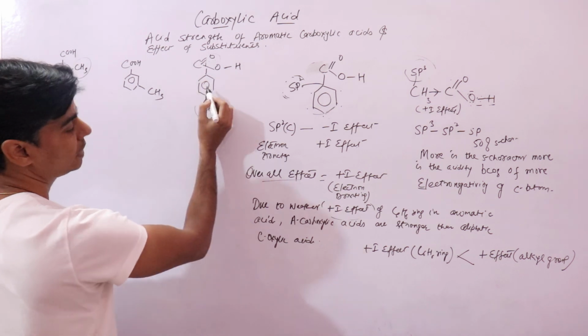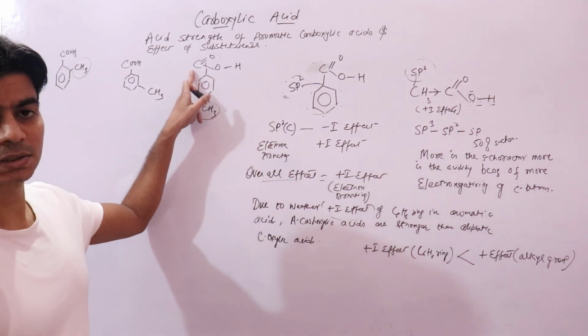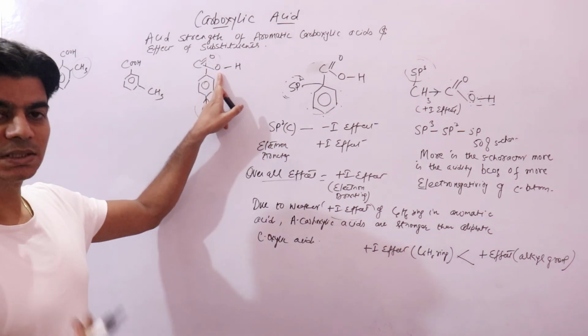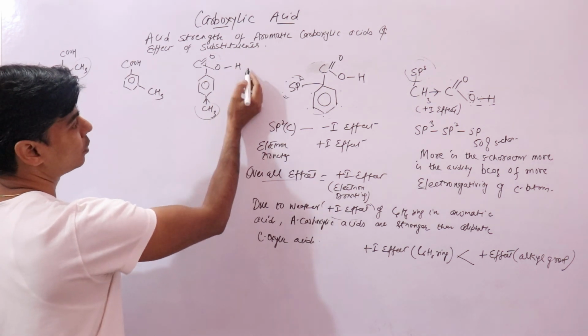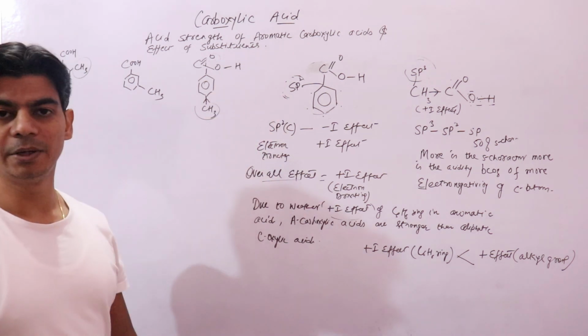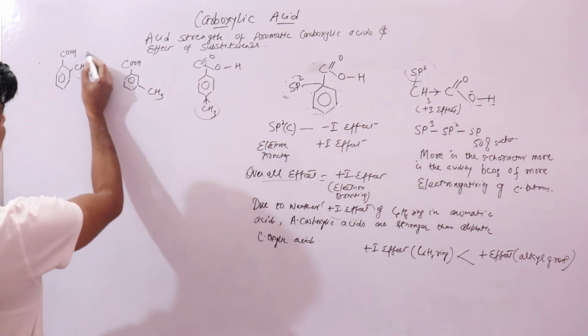Since it is releasing electrons, it will increase the negative charge at this oxygen and at this carbon. Since electron density is increased at carbon, it will make this bond a stronger bond, so release of hydrogen would become difficult, right? Similarly, you have the meta position here.